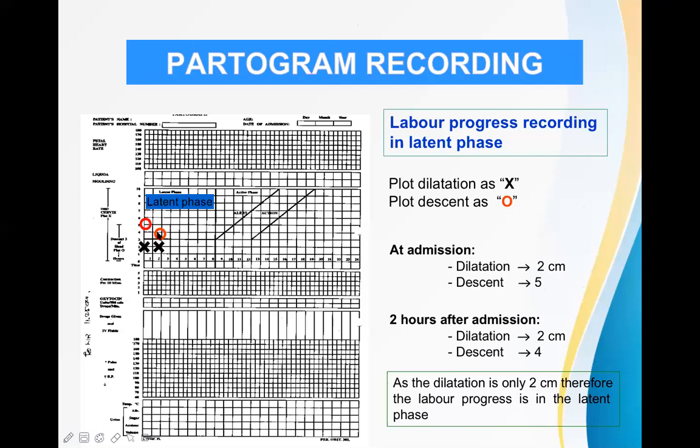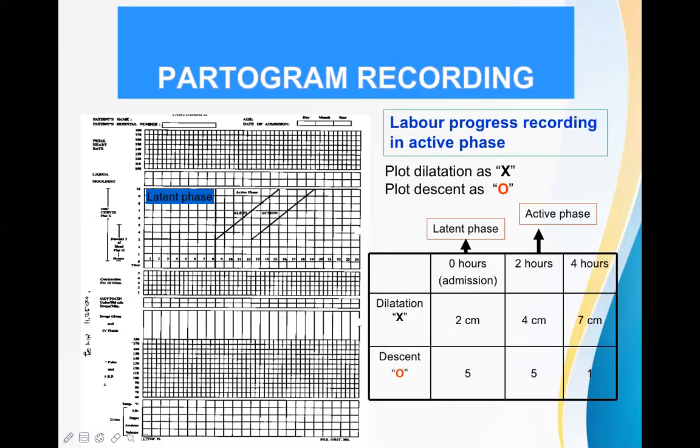See this? This is descent, and here is the dilation. X marks is for dilation, and this O is for the descent. So it is descending down. We are quite happy. But what about the dilation? We are not that happy. But remember, you are in the latent phase. It takes a long time to reach the 3 centimeter. So probably we don't need to do anything. Just continue the same management, whatever you are doing, because this is the latent phase.